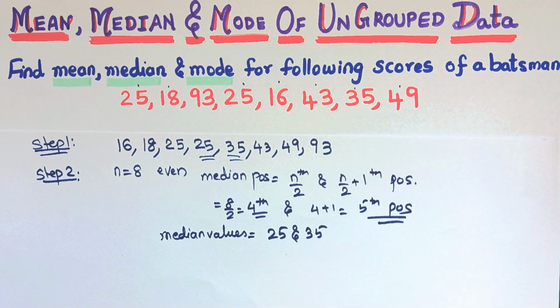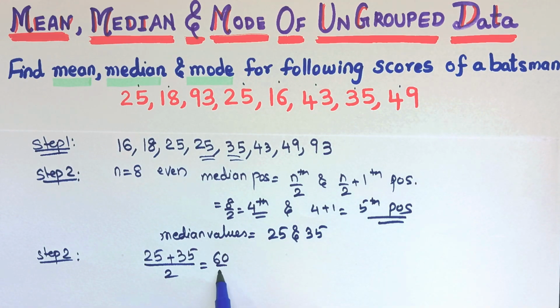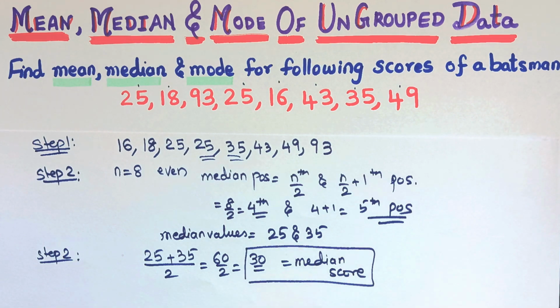Now friends, usually we give the answer as 1 median value only. So the next step is, whenever you get 2 median values, always take their average. So you just now learned how to find average or mean. So you have to find the mean of the median, right? So 25 plus 35 by 2, which is 60 by 2, that is 30. So your median score of the batsman is going to be 30 runs. So I hope you got this.